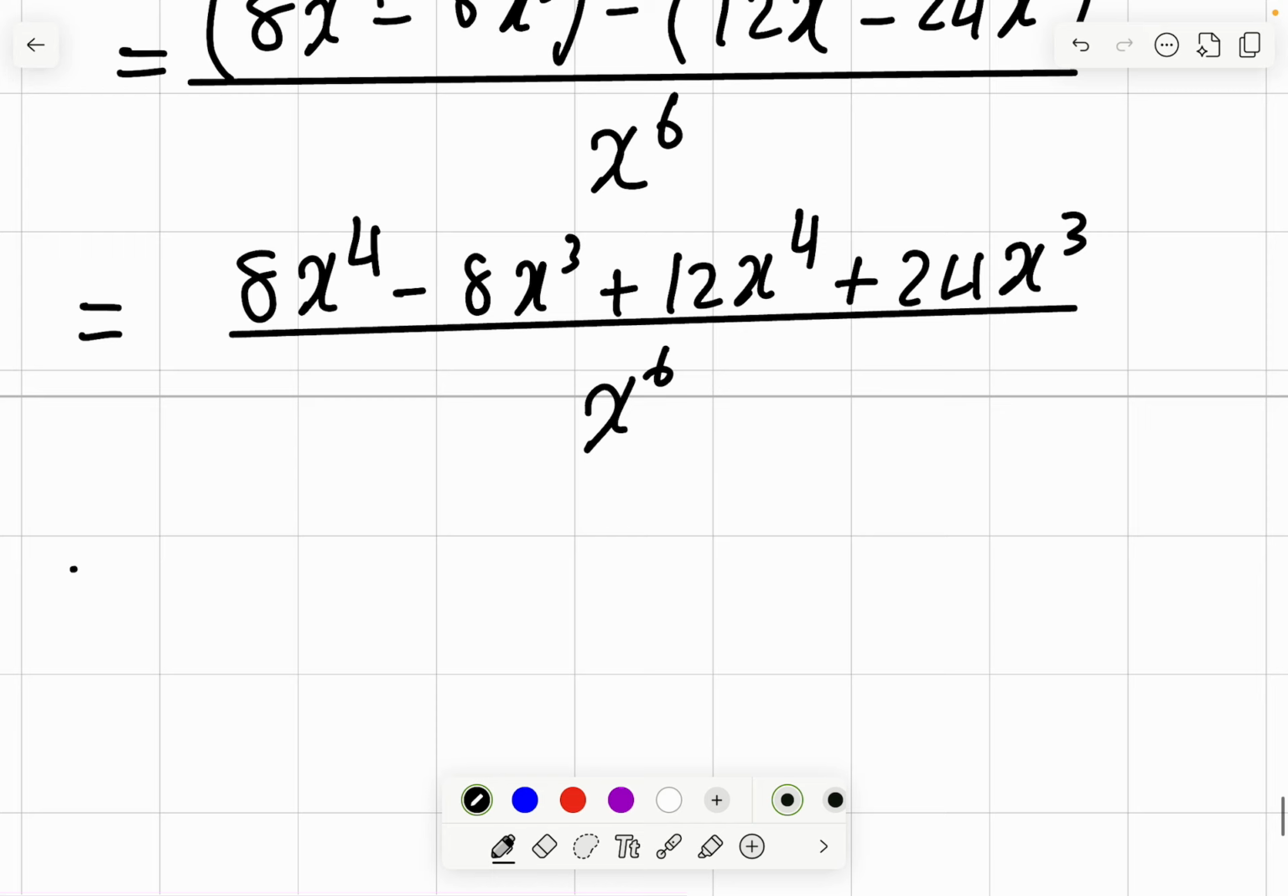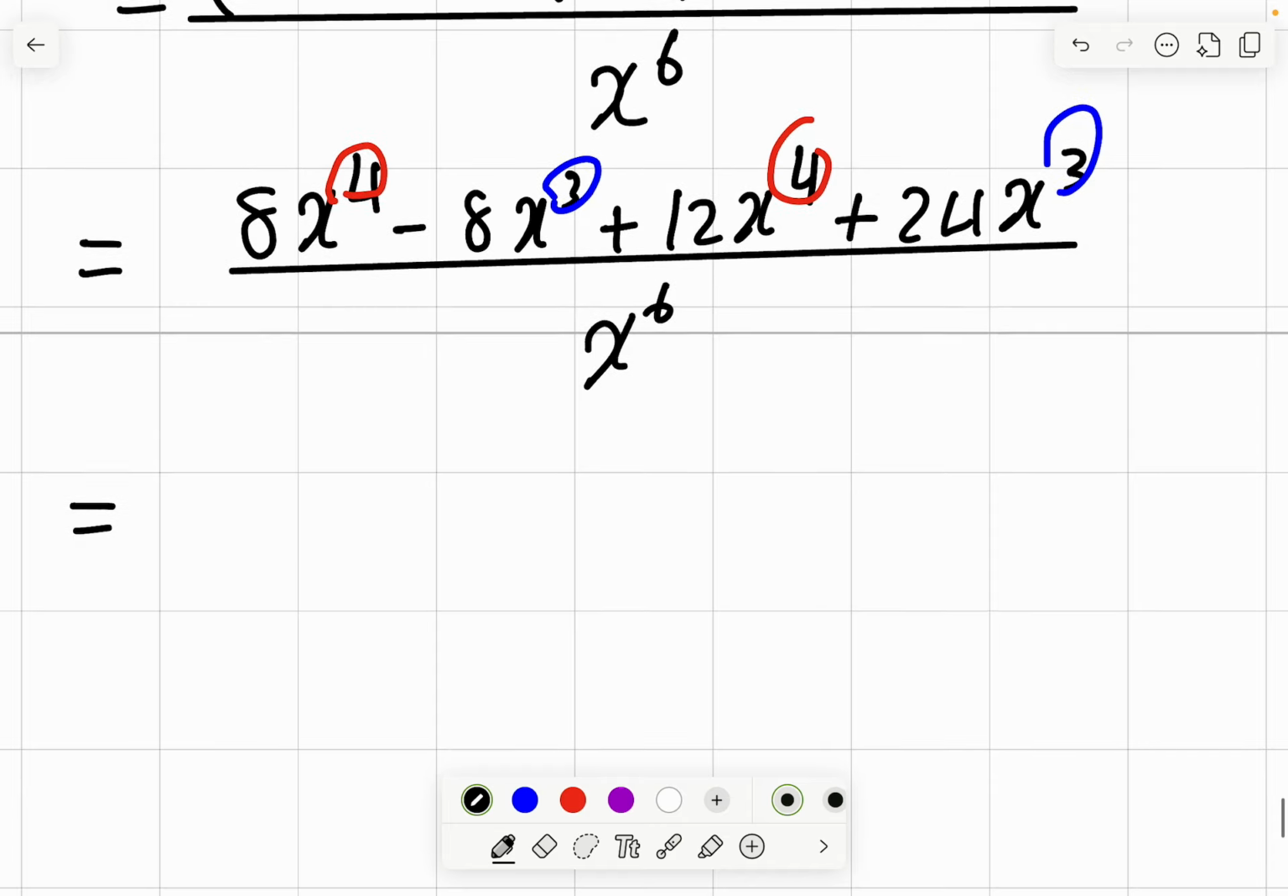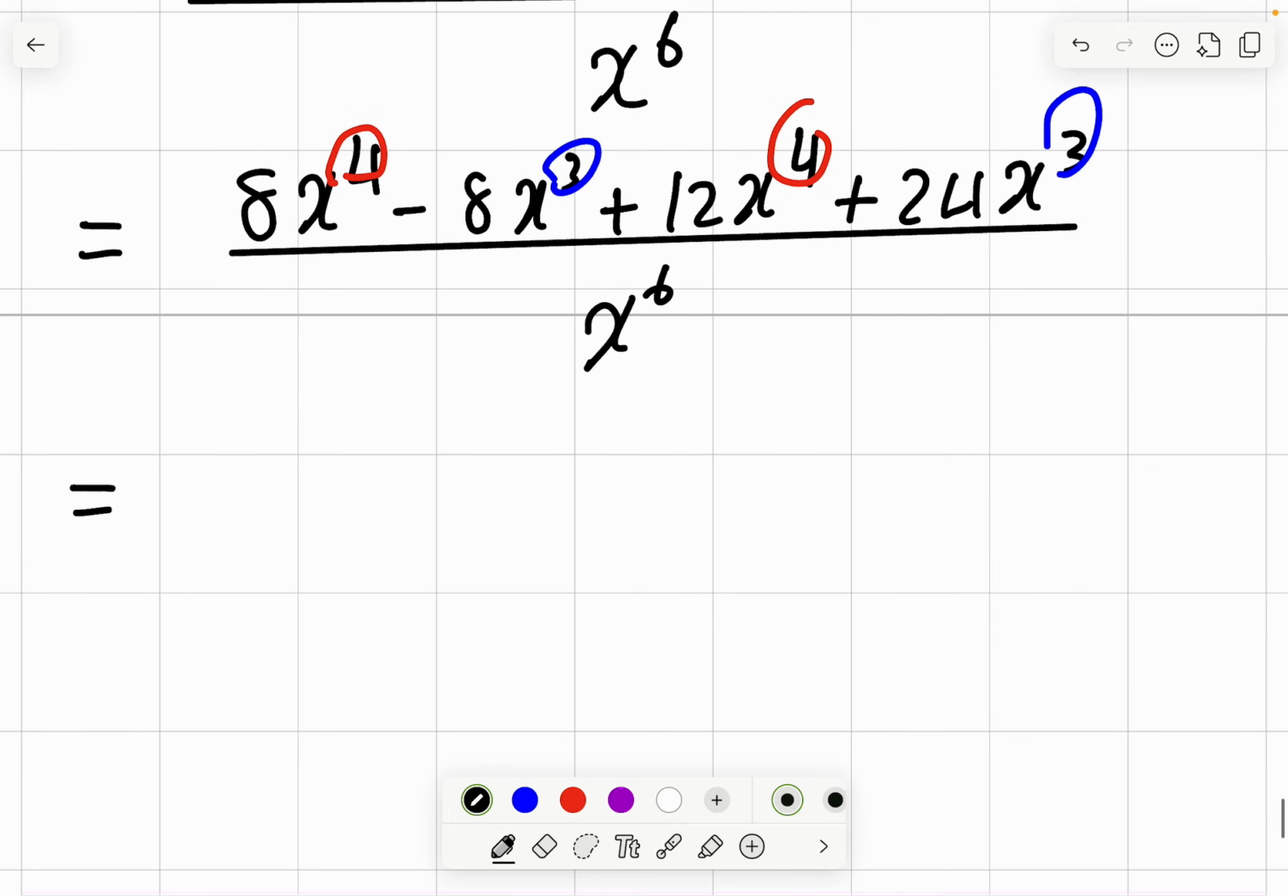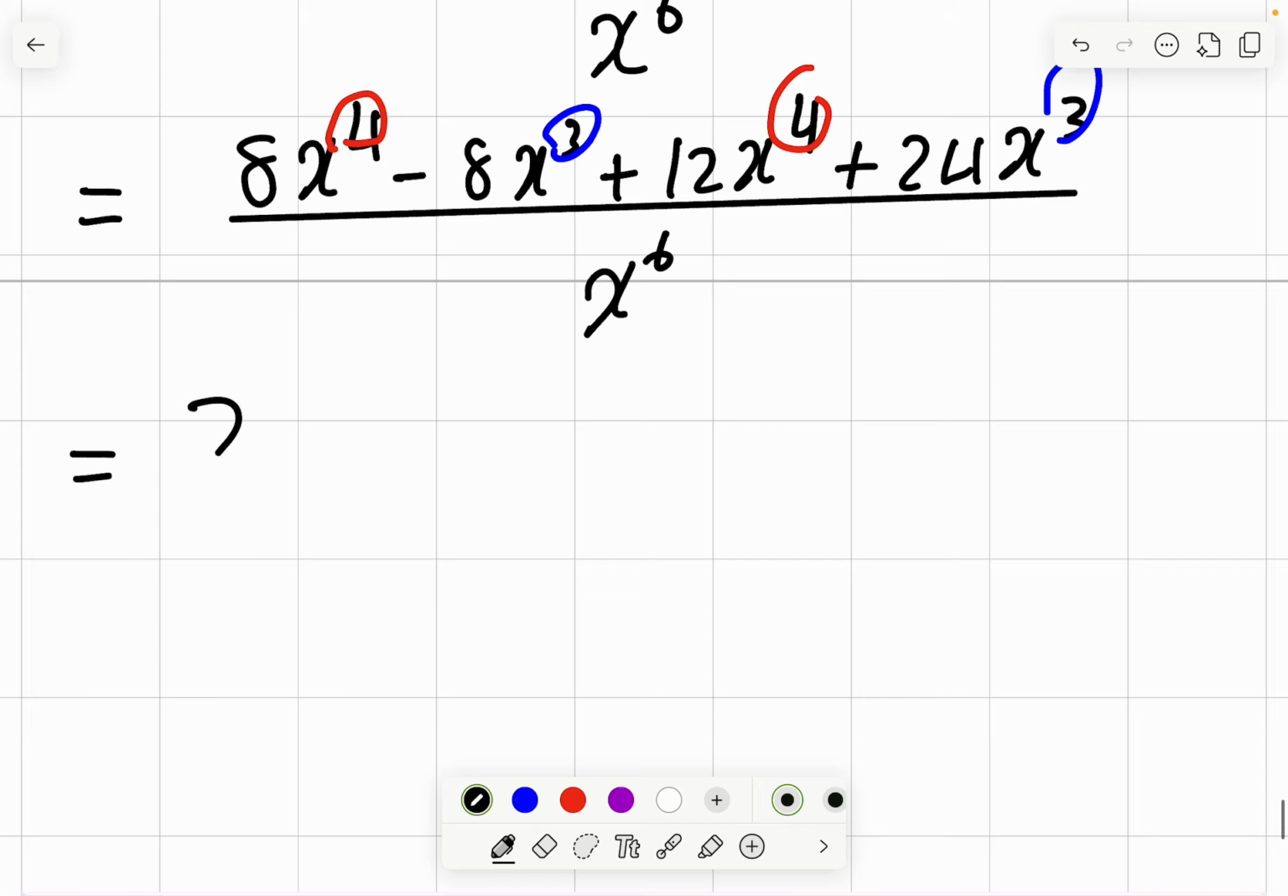So let's check the common variables. We have x to the 4 here and x to the 4 here. Then we have x cubed here, x cubed here. So those things, they can add up with each other, which means I'm going to have 8 plus 12. 8 plus 12 is simply 20. I'm going to have 20x to the 4.